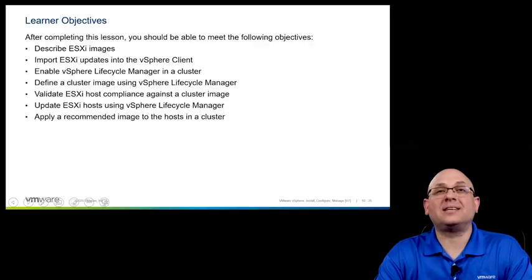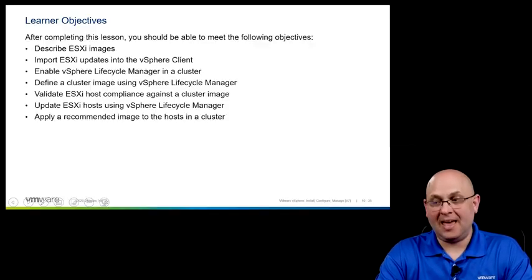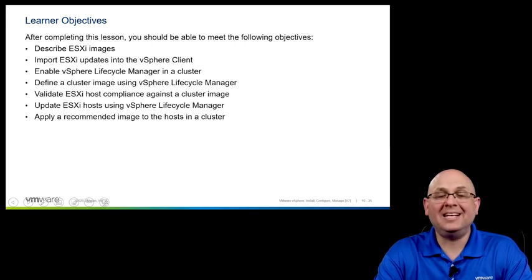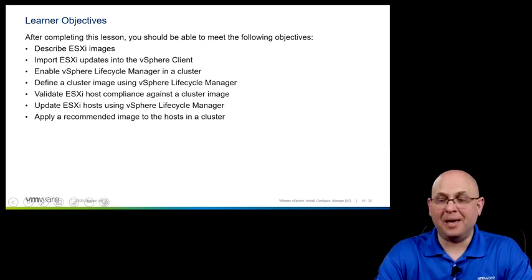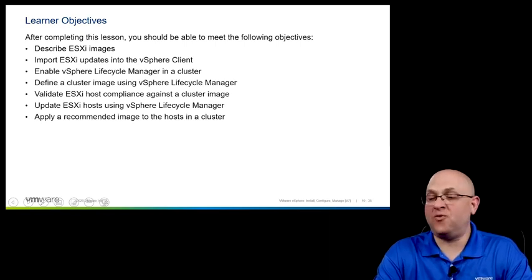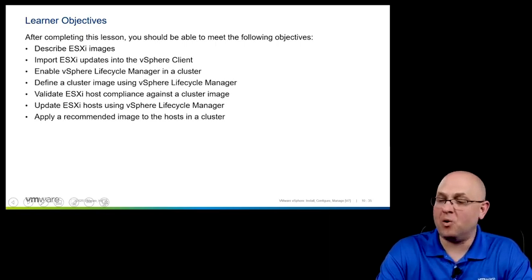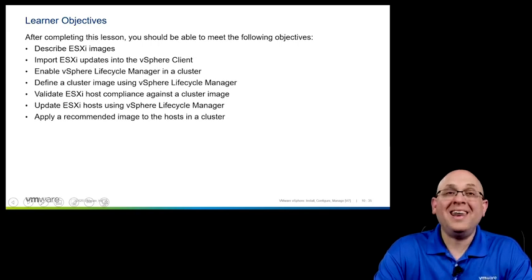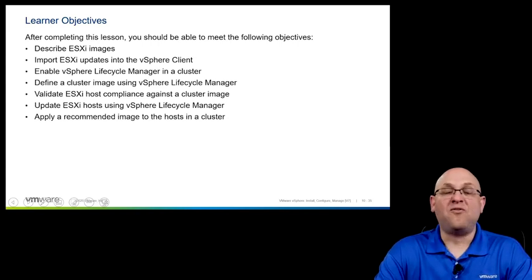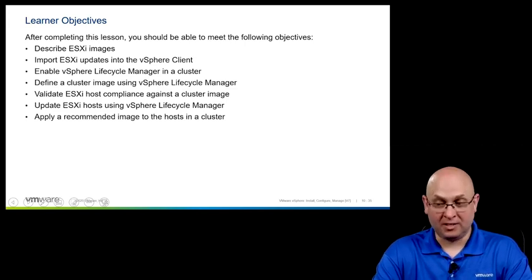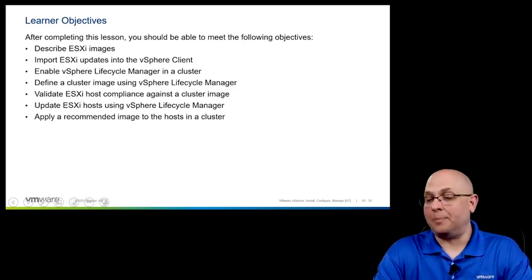We'll describe what an ESXi image is, and then we'll import ESXi updates into Lifecycle Manager. We'll then enable Lifecycle Manager images for a cluster, and then define an image for that cluster. So we'll build our own custom images. We then have to validate that the image that we've built is valid for that particular cluster and the hardware that it's running on. Then we'll learn how to update our ESXi hosts using Lifecycle Manager.